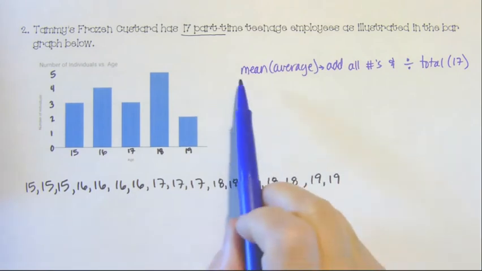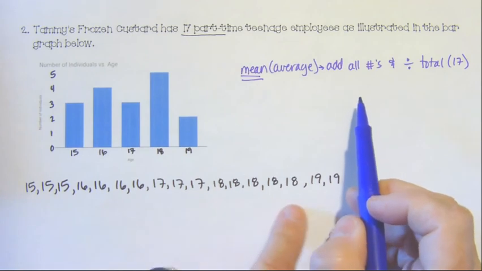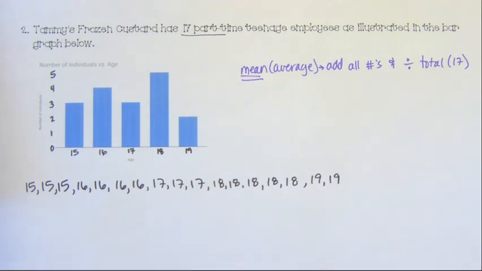So I just put here, mean is the same as the average. You're going to add up all 17 of these numbers, see what you get, and then you're going to divide by 17. The next thing this problem is asking for is the median. That's the middle number.